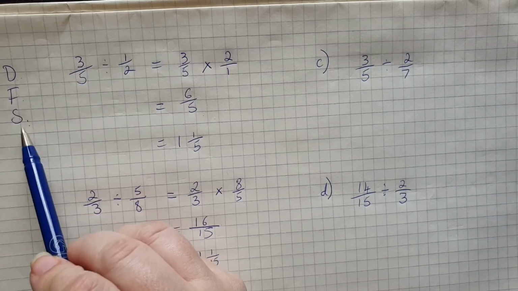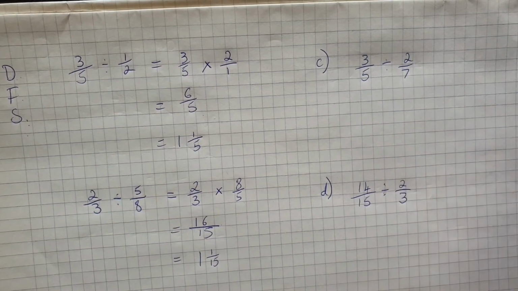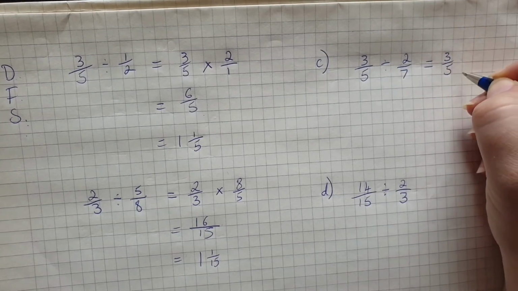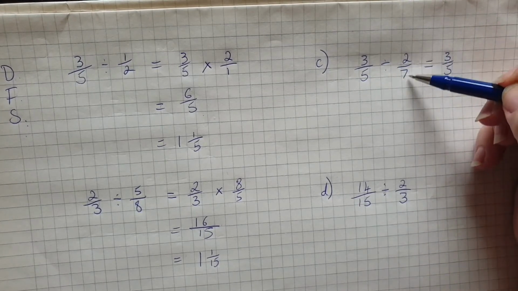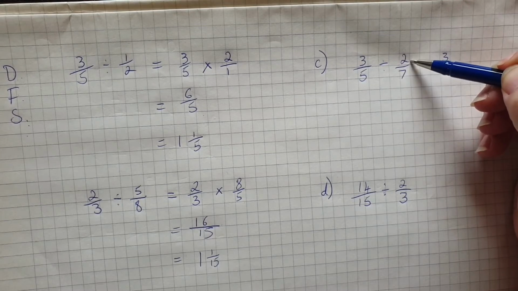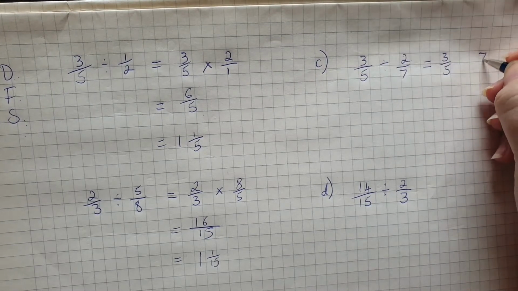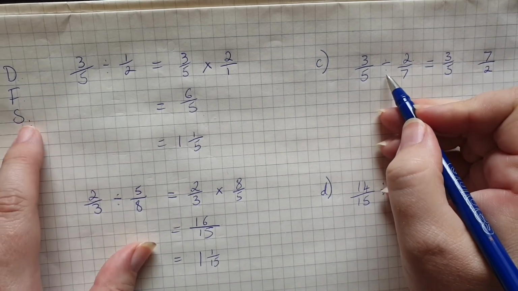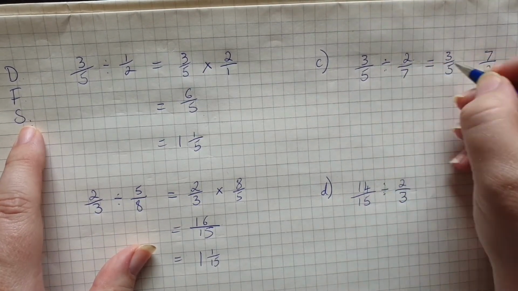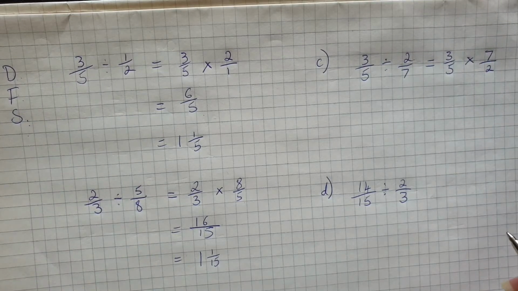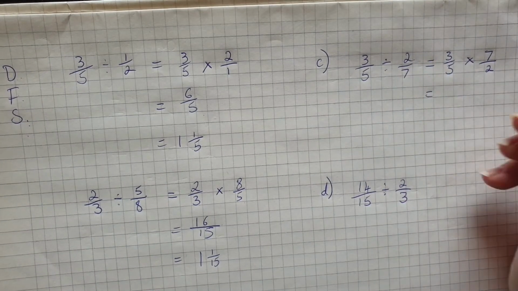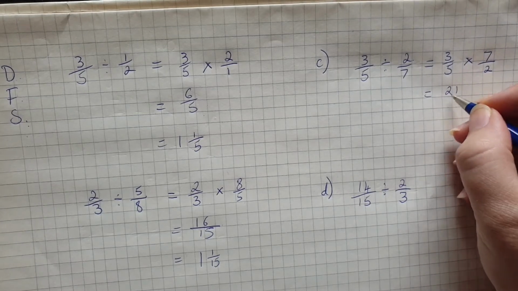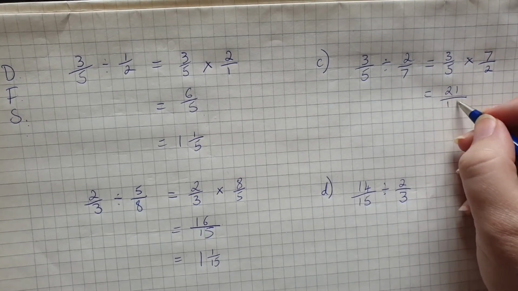DFS, divide, flip, swap. We recognise that we're dividing fractions. So we're going to take those 3/5 and we are going to flip the second fraction to find the reciprocal, 7/2. Swap. We're going to swap the divide sign for a multiplication sign. We can then just multiply as normal. 3 times 7 is 21. 5 times 2 is 10.